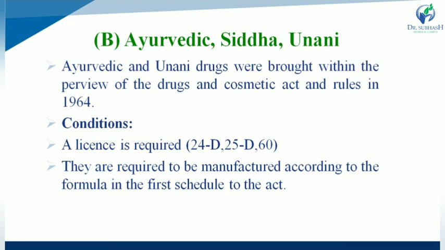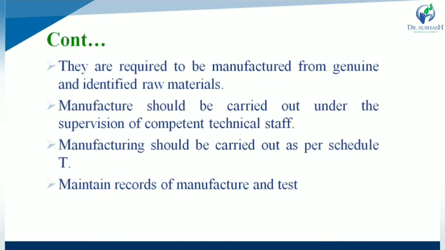So what are the conditions for Ayurvedic, Siddha and Unani? First of all, a license is required in 24D as well as 25D and 26D, while they are required to be manufactured with the help of the formula already prescribed in the first schedule to the D&C Act. They are required to be manufactured from genuine and identified raw material. So any Ayurvedic or Unani drug product is manufactured from identified as well as genuine raw material.